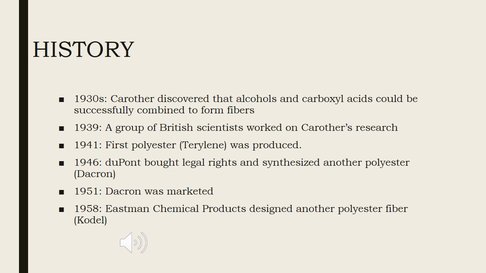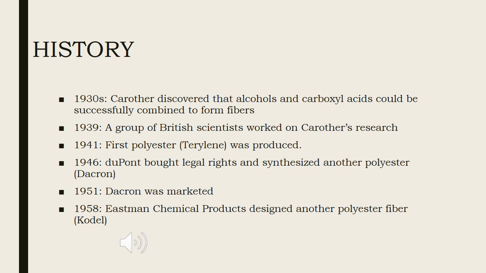In 1941, they created the first polyester fiber called terylene. In 1946, DuPont bought all legal rights from the British and came up with another polyester fiber which they named Dacron. Polyester was first introduced to the American public in 1951. It was advertised as a miracle fiber that could be worn for 68 days straight without ironing and still look presentable.